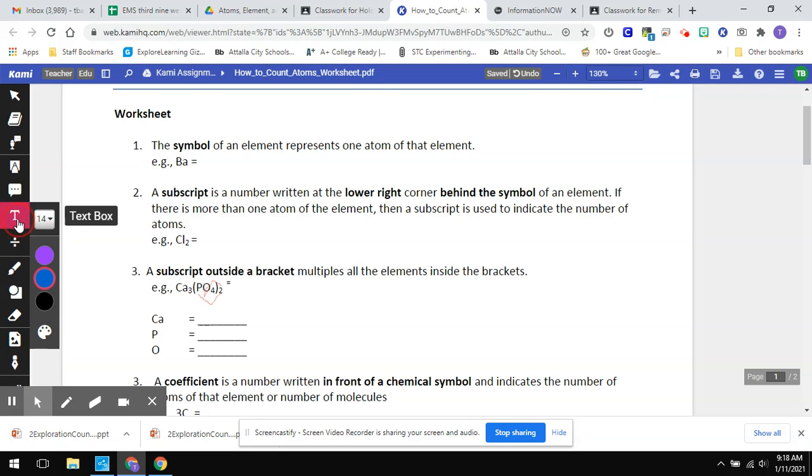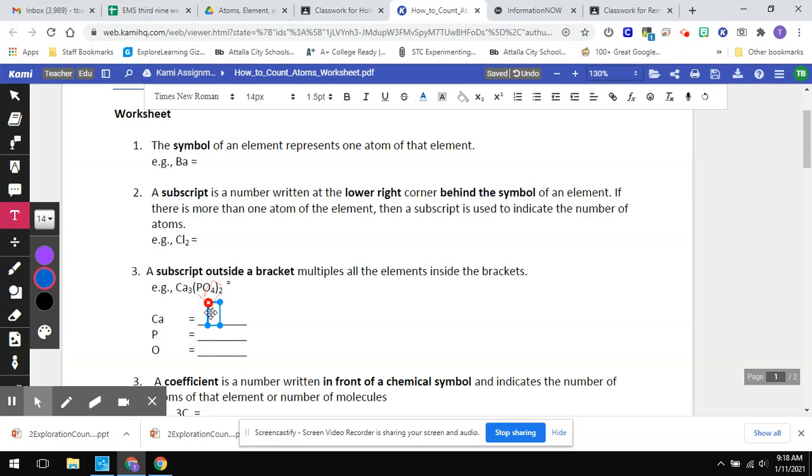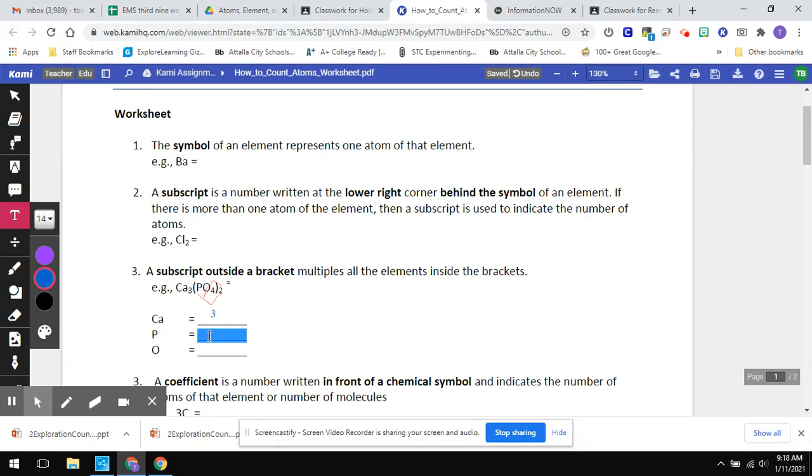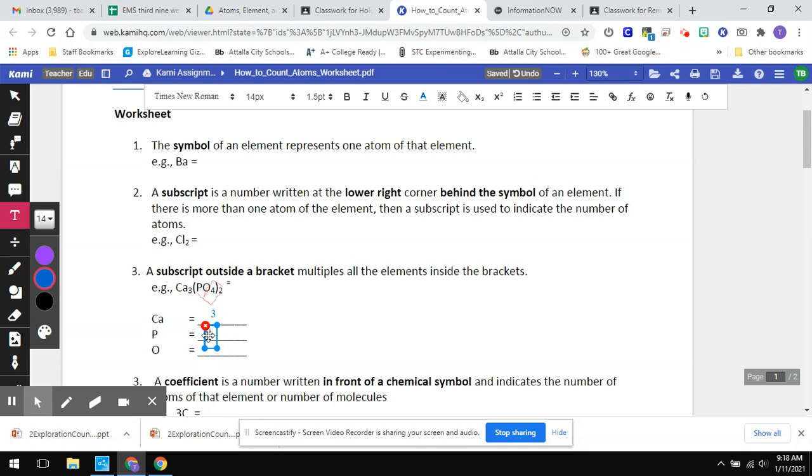So I'm going to go ahead and fill in what would be our atom count for each of these elements. For calcium, it has a subscript of 3. So that 3 tells you how many atoms of calcium you have. So I'm going to put a 3 right there. And then I'm going to go down to phosphorus. For phosphorus, we had to go 2, the exterior subscript, times 1, the understood interior subscript of phosphorus. So 2 times 1 is 2.